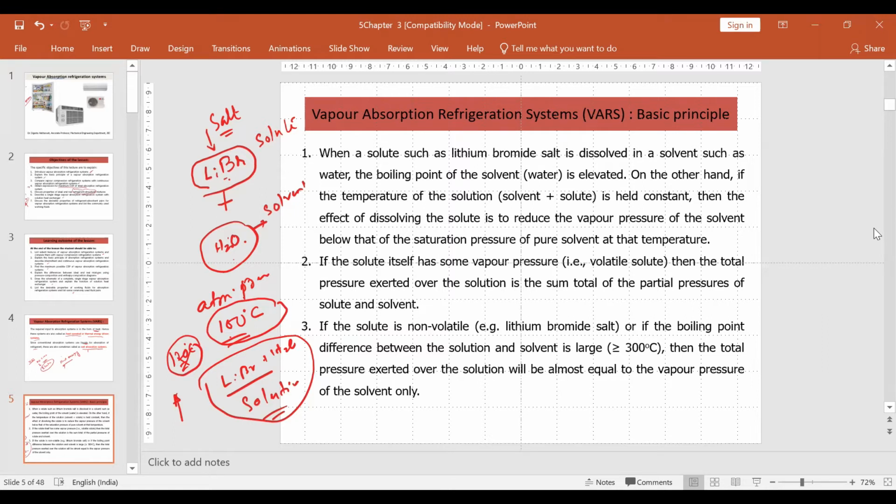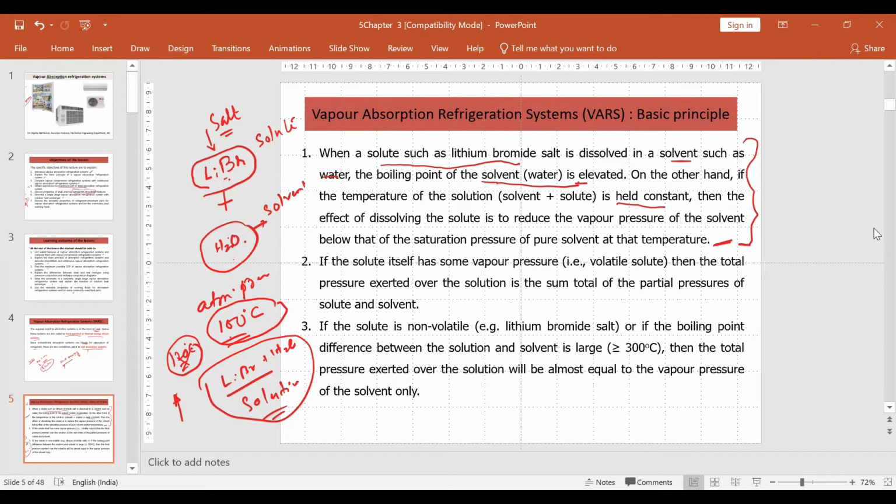So you see, when a solute such as lithium bromide salt is dissolved in a solvent, which is water, the boiling point of the solvent is elevated. On the other hand, if the temperature of the solution, solvent plus solute, is held constant, then the effect of dissolving the solute is to reduce the vapor pressure of the solvent below that of the saturation pressure of the pure solvent at that temperature. Now try to understand this paragraph. This is the basic principle on which all vapor absorption systems work.